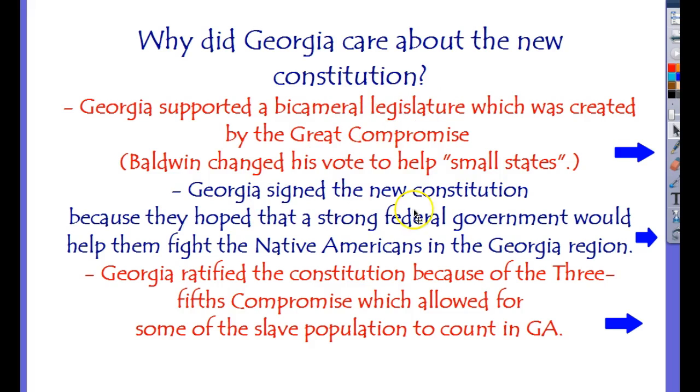The second reason was because they hoped that having a new, stronger federal government would help them really fight the natives. Georgia was wanting more land, and they wanted to get the natives out of the way. Third was because at the Constitutional Convention, they agreed to accept the 3/5 compromise, which allowed for part of our slave population to be counted in Georgia, which is going to make more sense in just a minute.